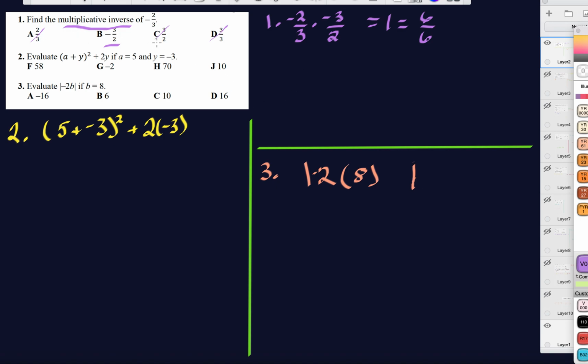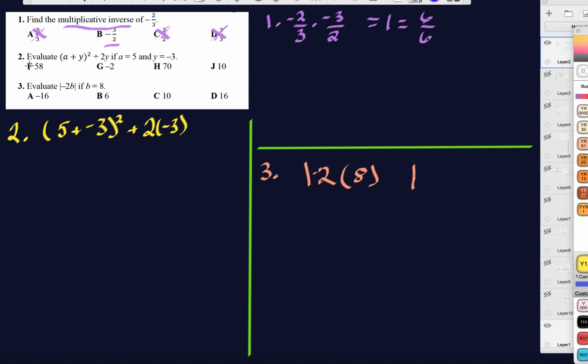Well, you could have just cheated and eliminated answers. We like eliminating answers. Start eliminating those answers. You've got multiple choice. Even if you didn't have multiple choice, you need to know that the multiplicative inverse equals 1. Let's move on to number 2.